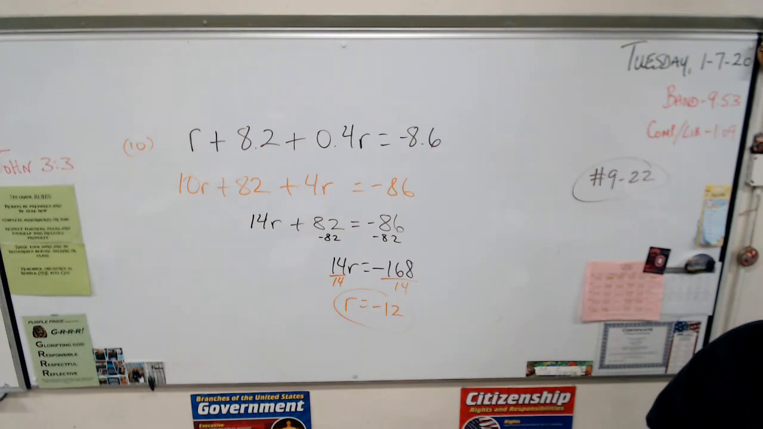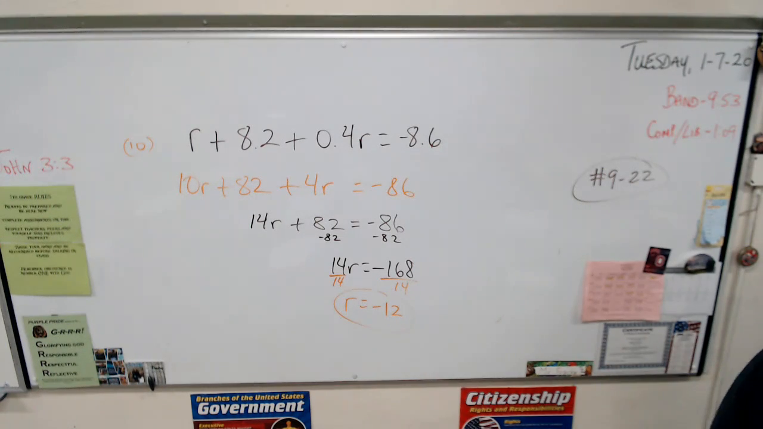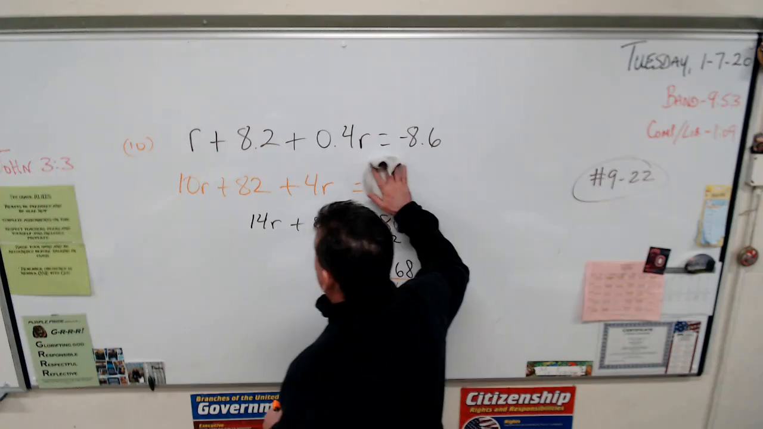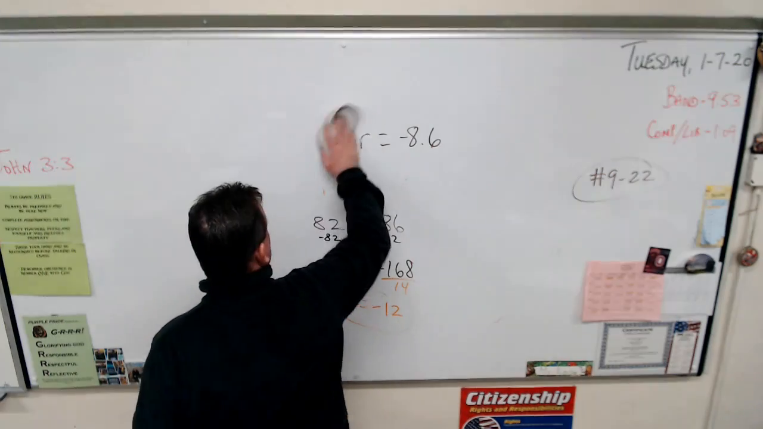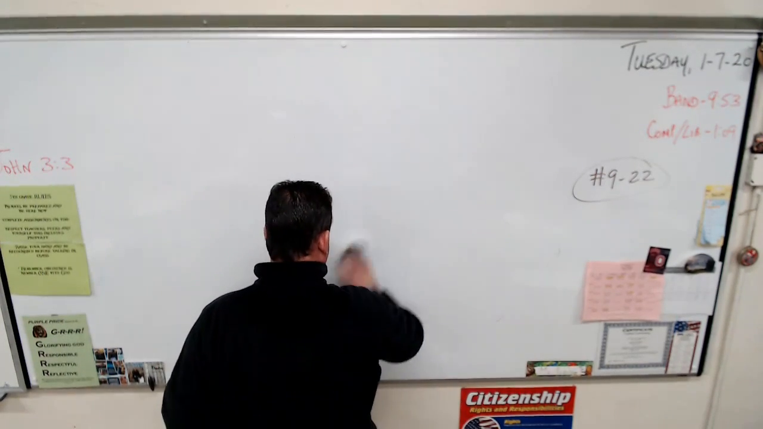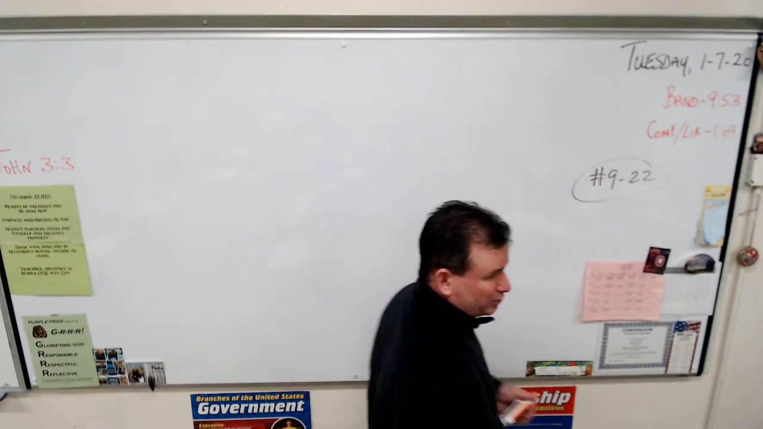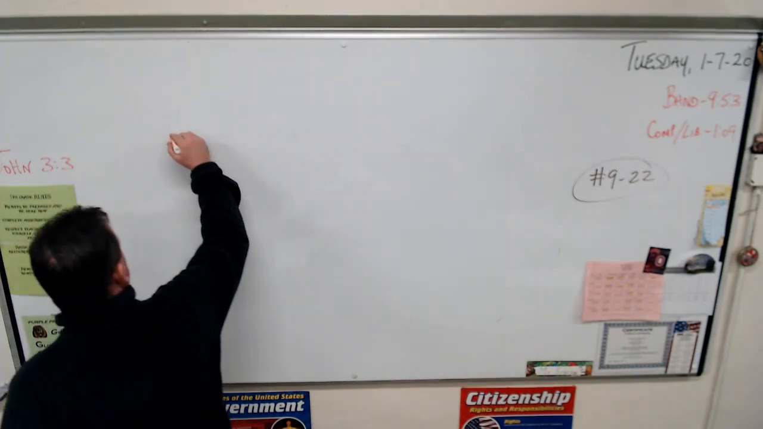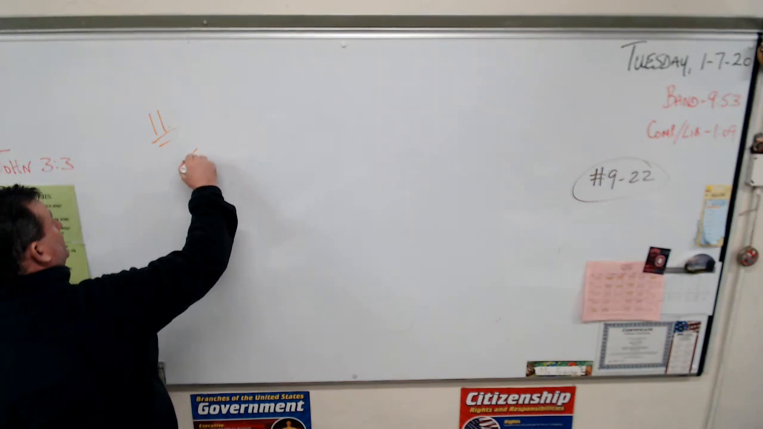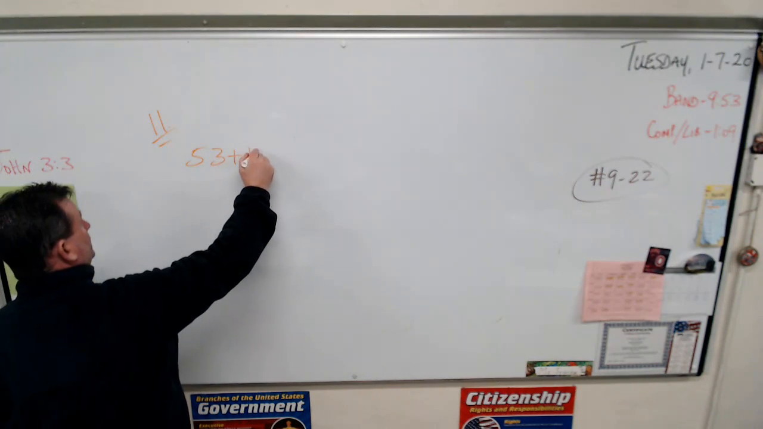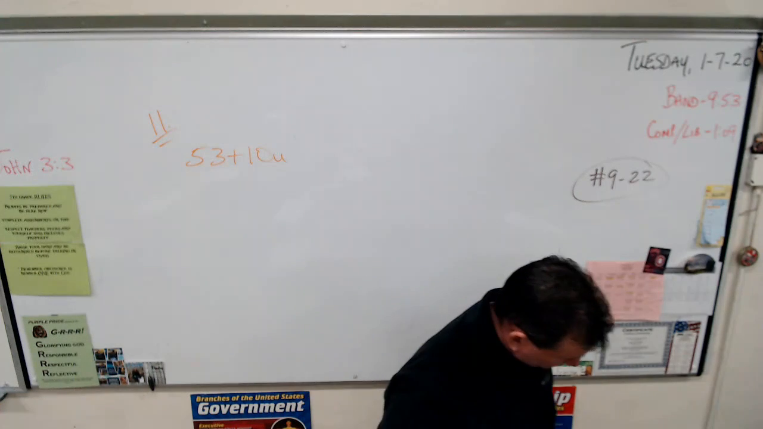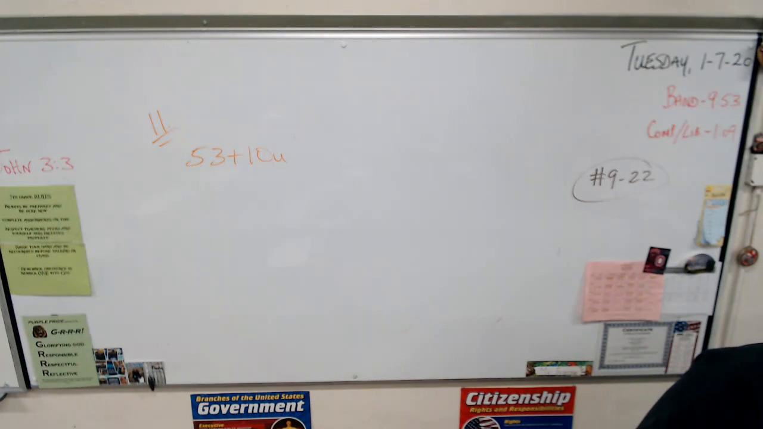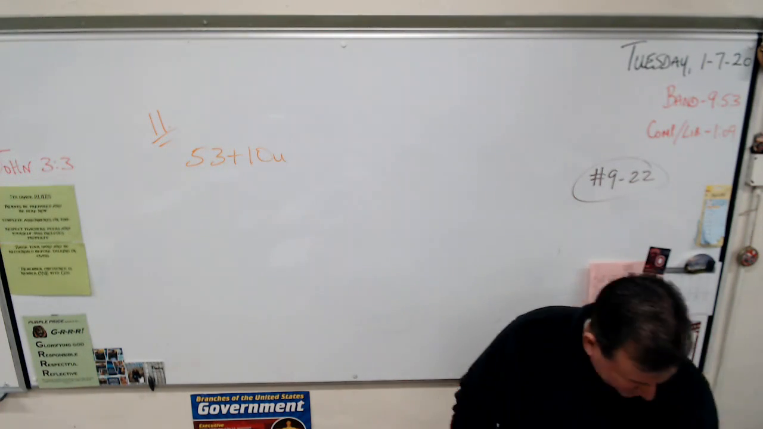All right, ladies and gentlemen, I'm going to do number 11 on the board, but I'm not going to write the original problem. For time's sake, I'm going to write number 11 as if I already multiplied everything by 10. So here's what 11 is going to look like once you clear it of decimals. 53 plus 10U equals 32U minus 27.